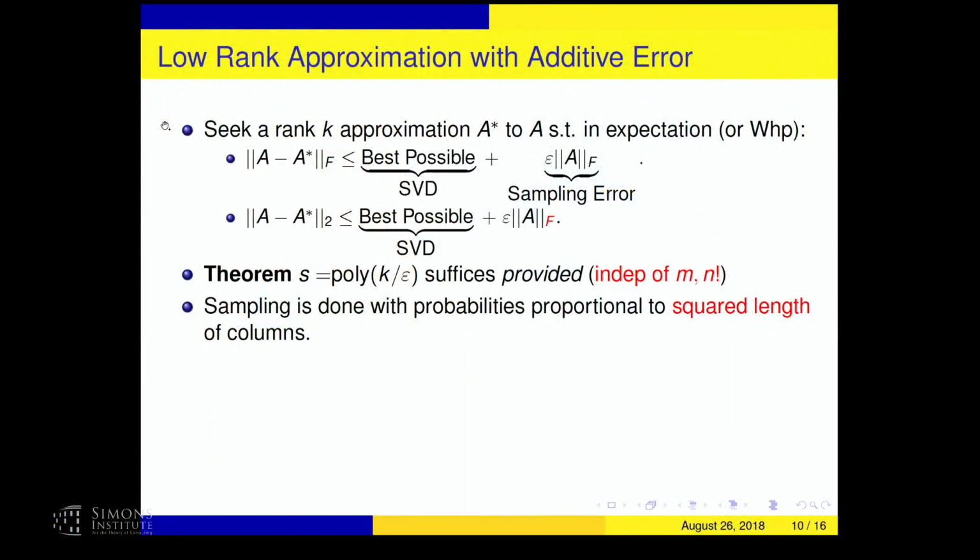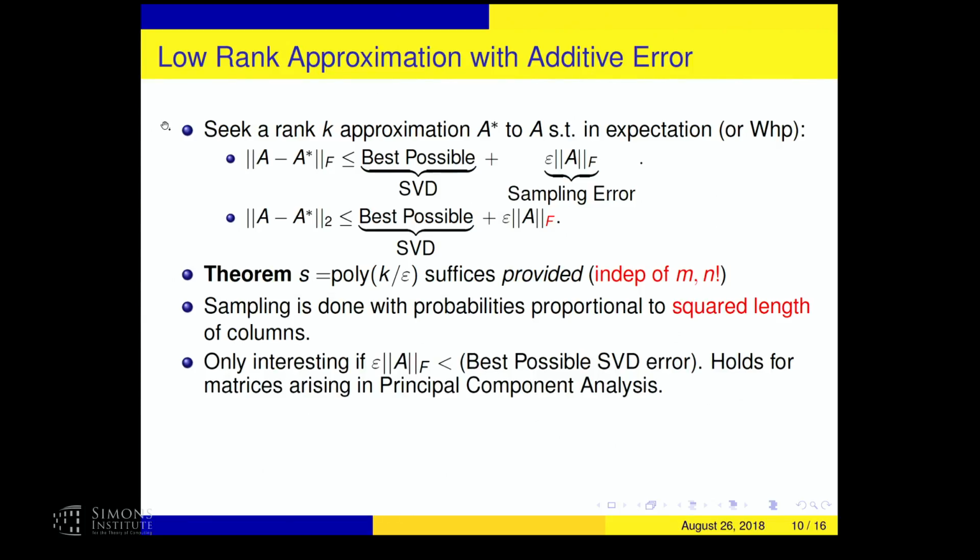Okay, so if you do squared length sampling, this is true. This proof requires a bit of sweat, so I won't go over the proof. Now, this wouldn't be interesting if the error is too large. For instance, if the error is larger than the best possible SVD error, it won't be interesting. It can be larger than that for arbitrary matrices. But the fact that it's smaller holds for matrices arising in principal component analysis.